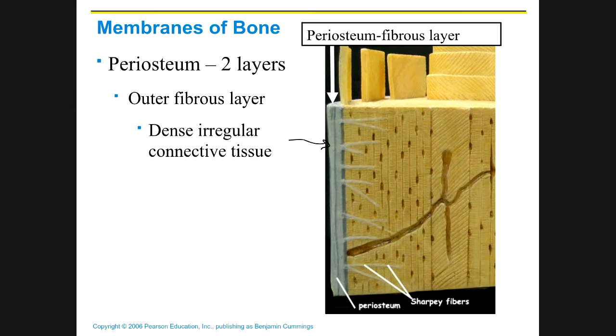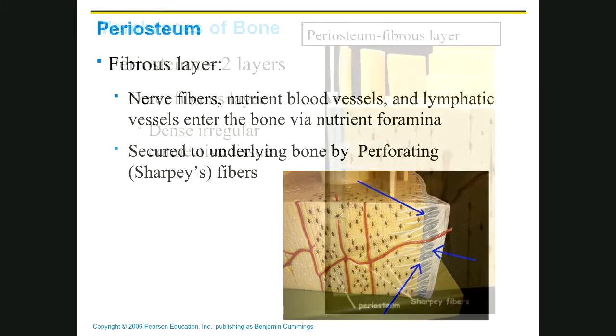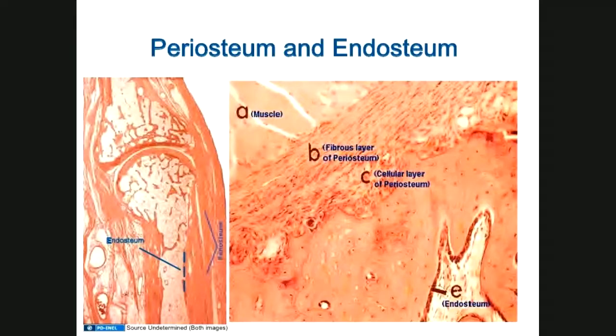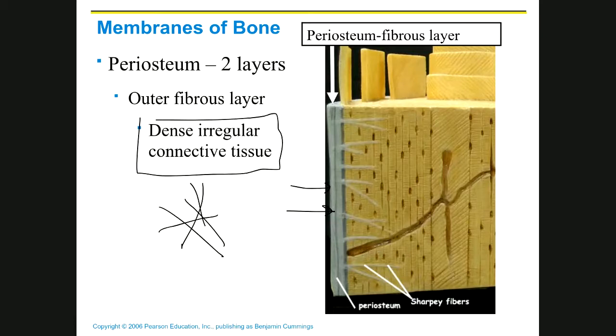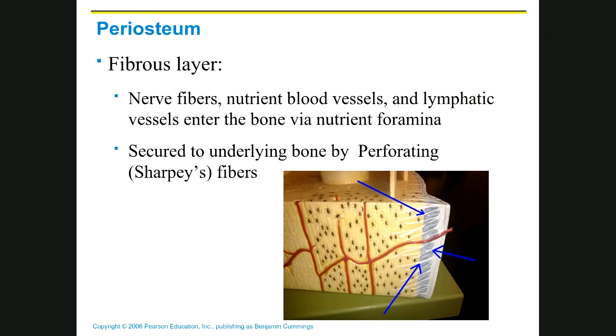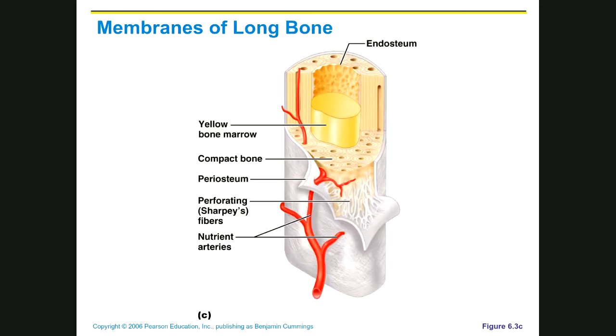So if you look at the outer one, and if we go back to this other picture, now you can't see it. If you look at the outer one, it's actually very thick. It's called the fibrous layer. So here's that fibrous layer here. And the fibrous layer is made out of dense, irregular connective tissue. So remember, those fibers run every which way. This is surrounding the bone. So if we go back to this other picture, here is that dense, thick outer layer. This is that fibrous layer.